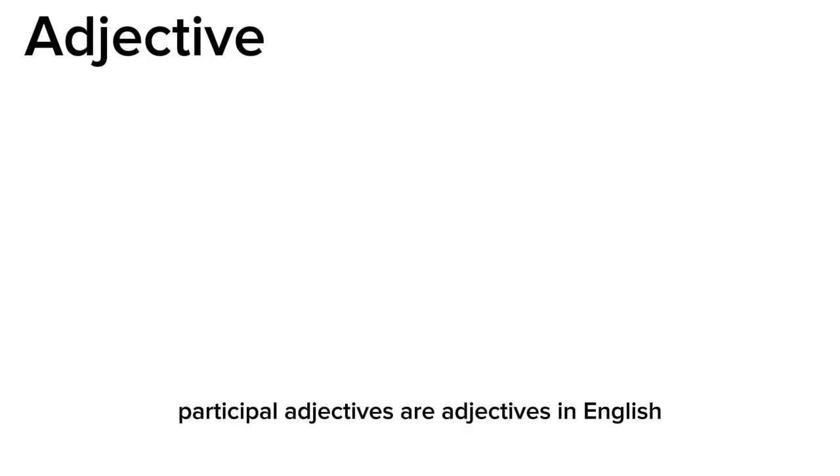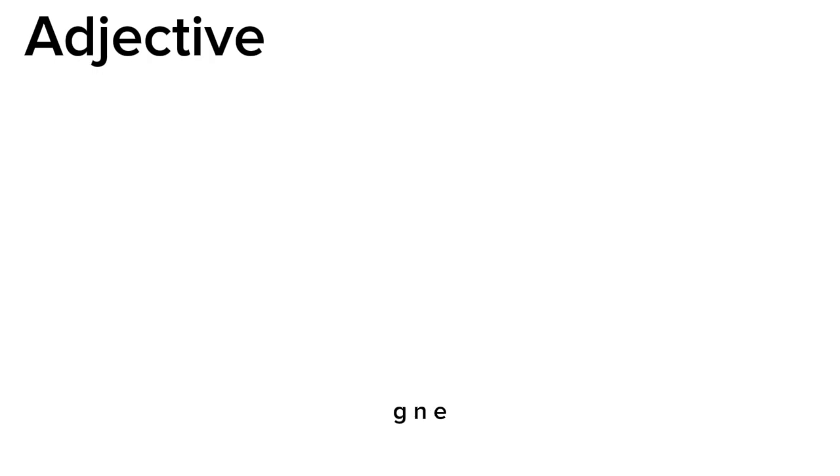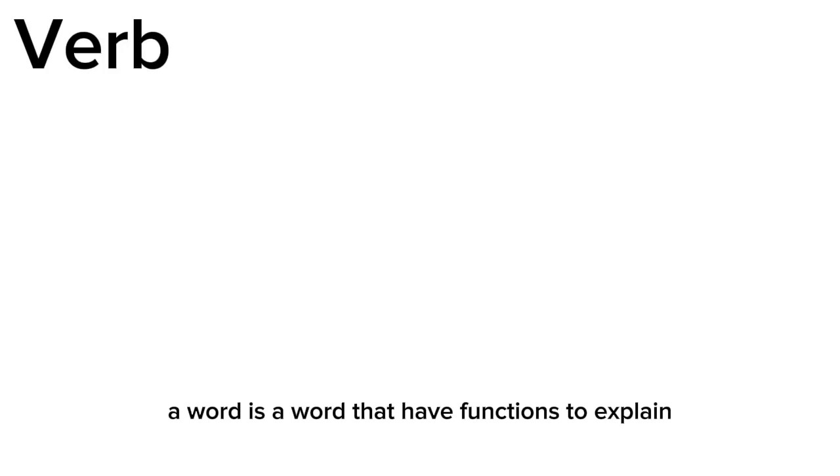Participle adjectives are adjectives in English that come from verbs with the suffix ing, ed, or the prefix in, un. However, it is still an adjective, not a noun. For example, lying.